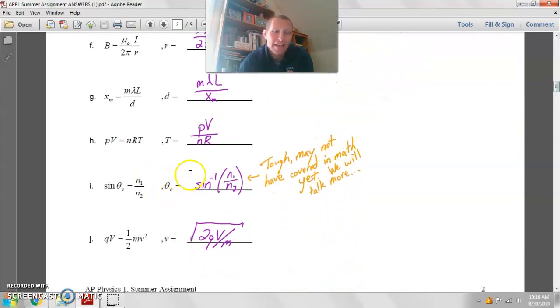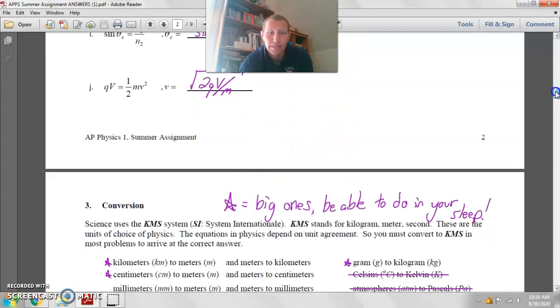Once again, that's that inverse sine function. So if you need help with that, haven't gotten to that in your math classes, don't be afraid. I will go over that in class when we get to that point.